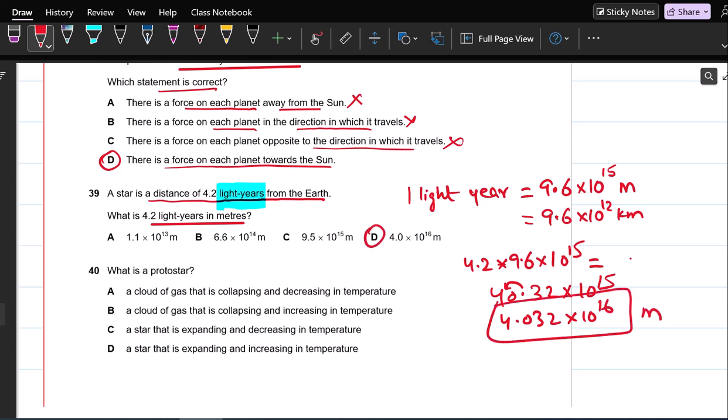What is a protostar? Protostar is the very initial stage of the life cycle of a star. A cloud of gas that is collapsing and increasing in temperature. Yes, temperature increases when the protostar collapses, and pressure is going to be there in the outward direction. Pressure will be outwards, gravity will be towards.